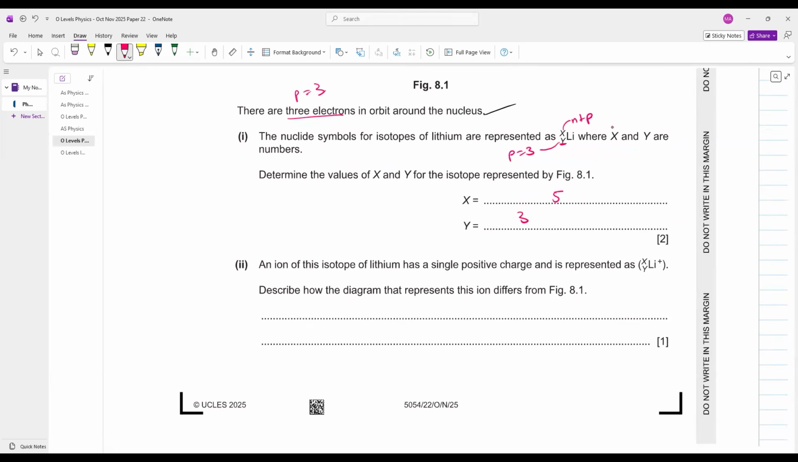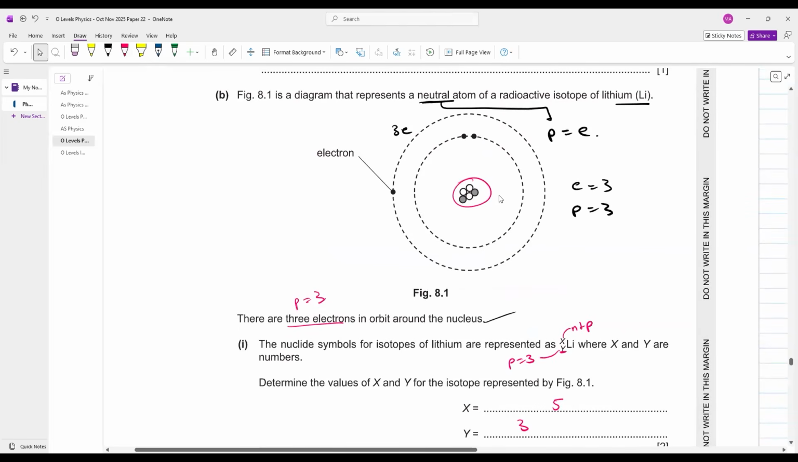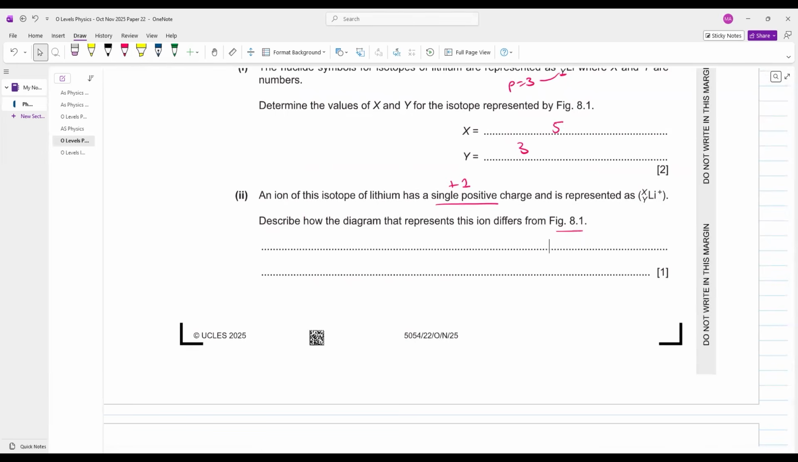An ion of this isotope of lithium has a single positive charge। अच्छा जी, आपके पास +1 का चार्ज है, represented like this। Describe how the diagram that represents this ion differs from figure 8.1। भाई आपकी जो आयन की डायग्राम होगी वो फिगर 8.1 से कैसे डिफर करेगी? यस, हाउ विल योर आयन की डायग्राम डिफर फ्रॉम फिगर 8.1?